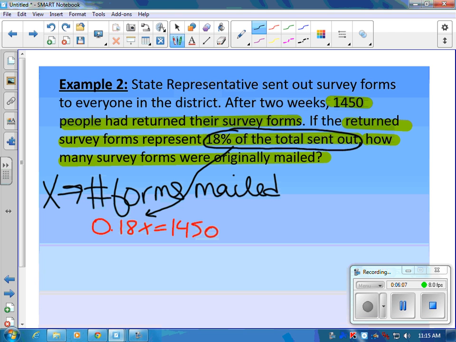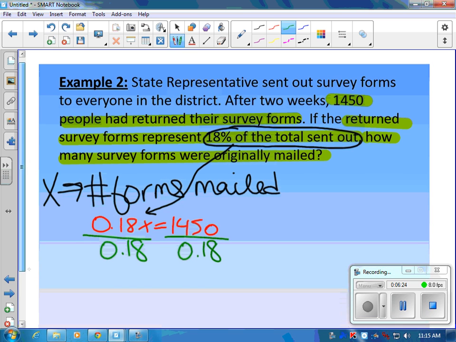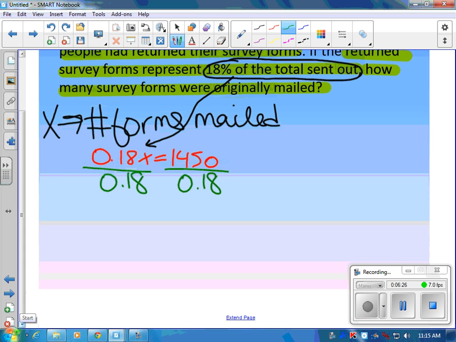How am I going to solve this equation to figure out what x is? Alex? You can write a proportion for this problem. You can solve it either way. In this section, we're talking about equations, so I want to be able to write it as an equation.